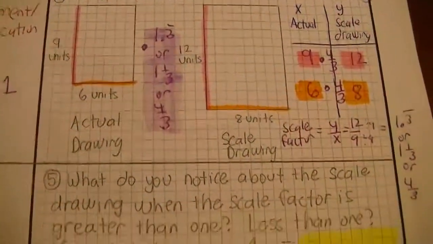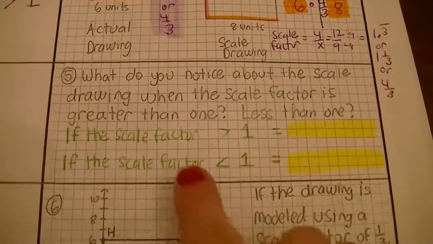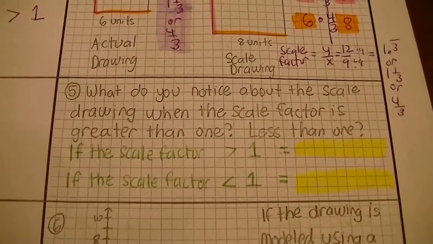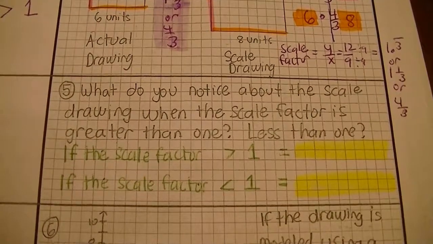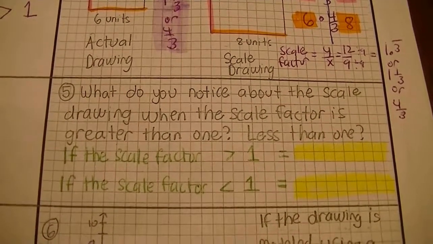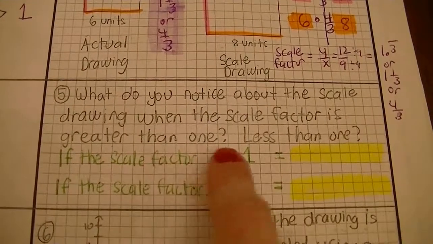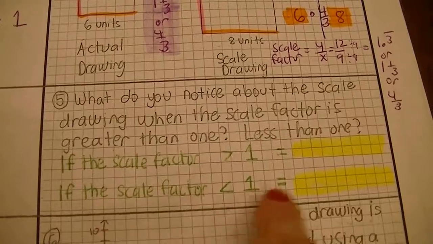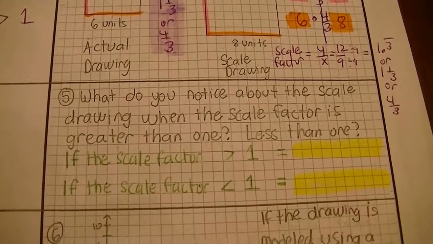I want you to answer this next one. I wrote down what you need to write. I highlighted where you need to fill it in. Okay, so I want you to do that. What do you notice about the scale drawing when the scale factor is greater than 1? Write it in right here, what happens. And then what happens when the scale factor is less than 1? Right here, what happens, okay?